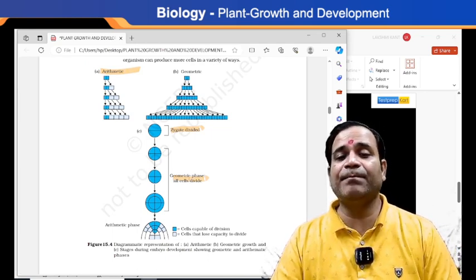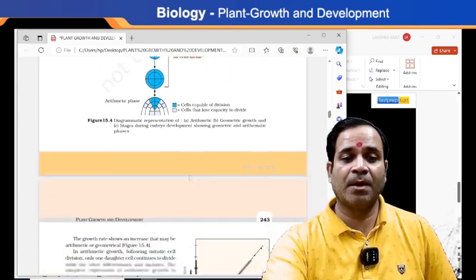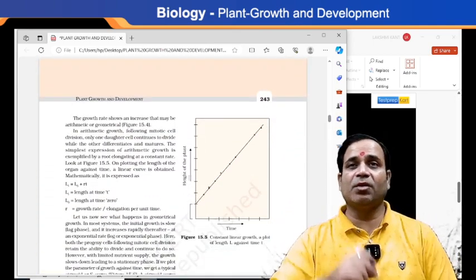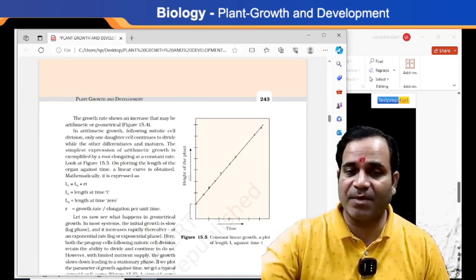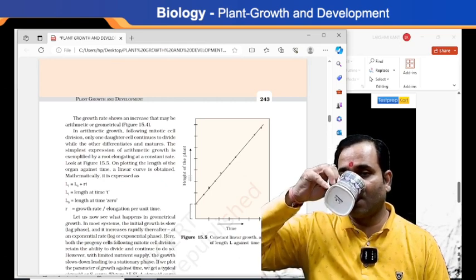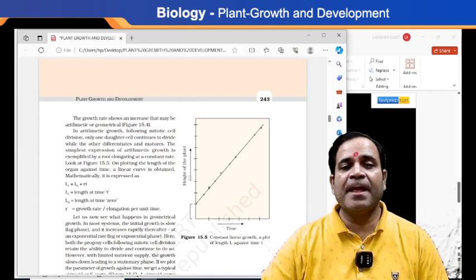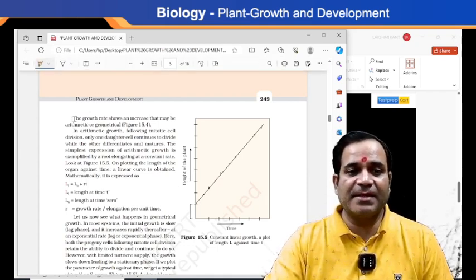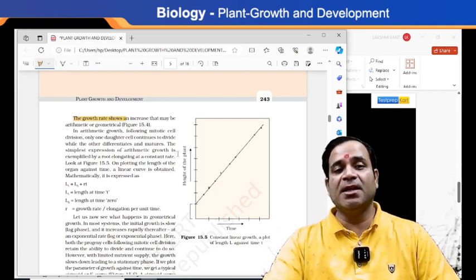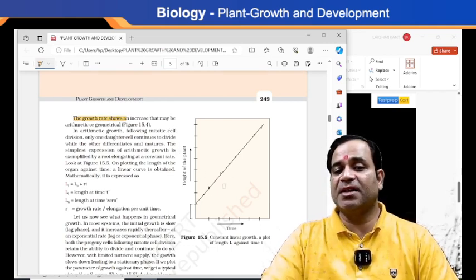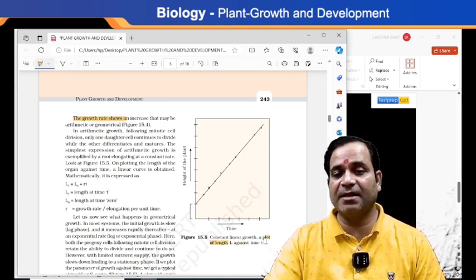Okay, this point is clear. Now it is very important to understand how growth takes place. If I say the growth rate shows an increase, that may be arithmetic or geometrical. See here, this is the constant linear growth, a plot of length against time.